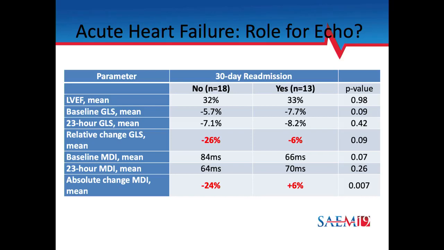So you can see that everybody had reduced ejection fraction and everybody had impaired strain. The patients that didn't have a readmission at 30 days actually had a much greater relative improvement in their strain compared to those patients that did have a 30-day readmission. And more interesting, I think, is this idea of mechanical dispersion. Conceptually, you can think of it as a way to measure the overall synchronization of contraction of all of the LV segments.